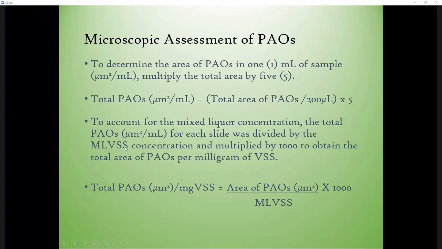And so then what I do is I take that total area, and the reason why I use, there's 20 drops in a milliliter. So I use 4 drops, and that's 1/5 of a milliliter. So I take that total area, I multiply it times 5, and that tells me the total area in a milliliter. Then I divide it by the concentration times 1,000, and that gives me the total PAOs per milligram of VSS.